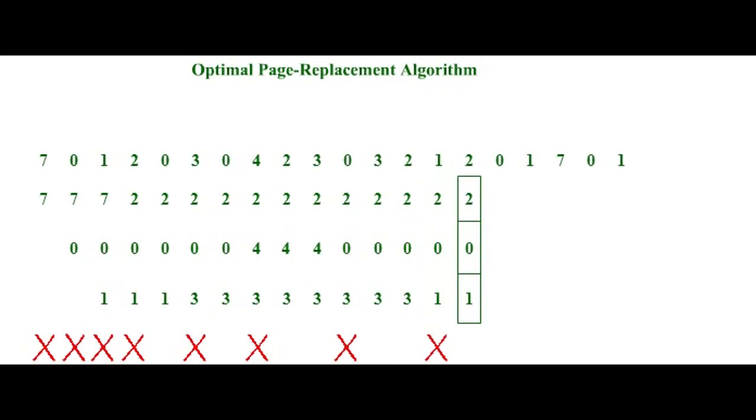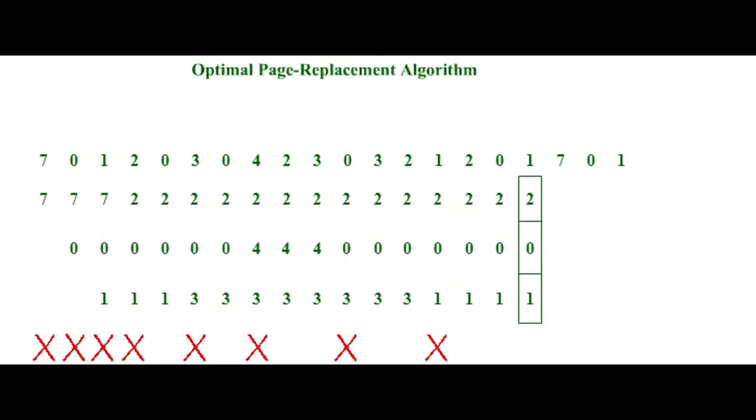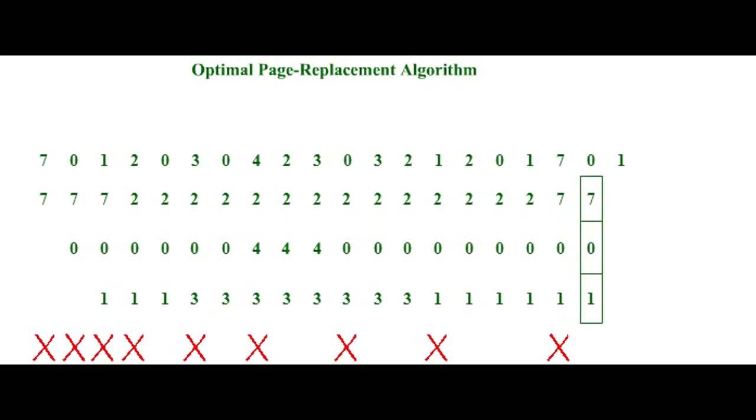Now for 2, it is already present in the memory, so no page fault. 0 is also present in the memory, so no page fault. Same with 1, no page fault. Now for 7, again we will check that 0 and 1 are going to be referred in the near future. So we are going to replace 2 by 7. Next 0 will come. We will check that it is already present in the memory, no page fault. Again 1 is present in the memory, so no page fault.